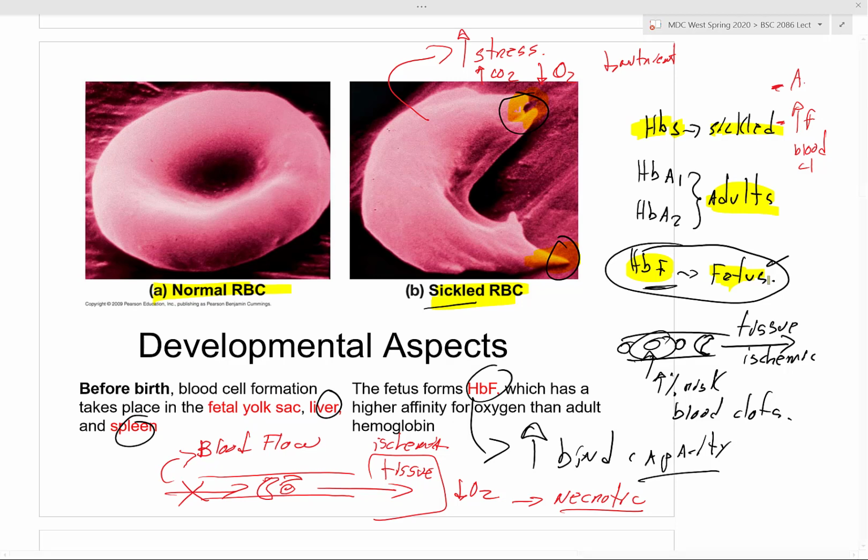Does that mean that a fetus does not have hemoglobin A? No, they do have hemoglobin A and hemoglobin F. Does that mean that a toddler doesn't have hemoglobin F and hemoglobin A? Yeah, they should, but mostly it's hemoglobin A. Does that make sense? Why is hemoglobin F so important? Hemoglobin F has a higher binding affinity to oxygen than the regular hemoglobin A.